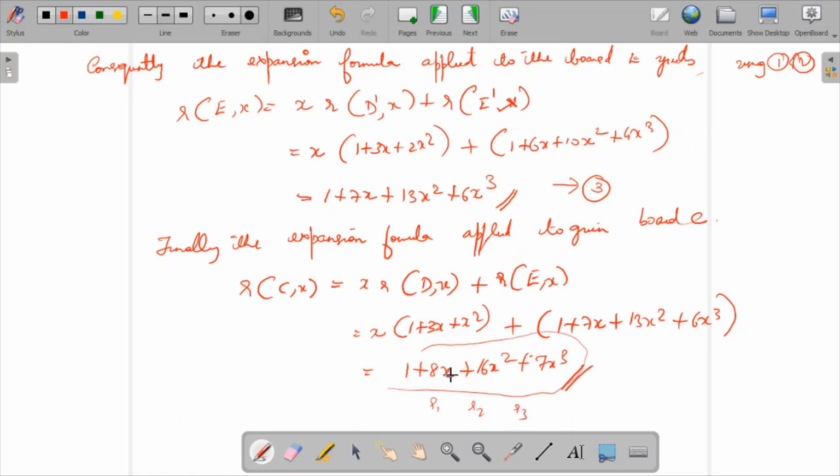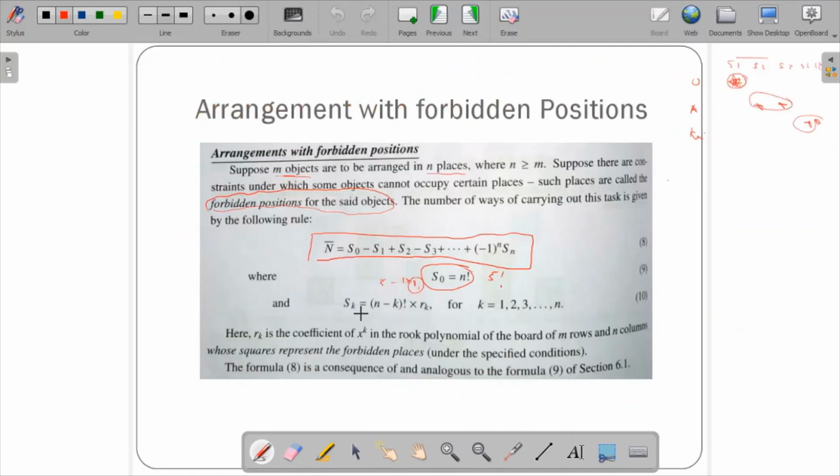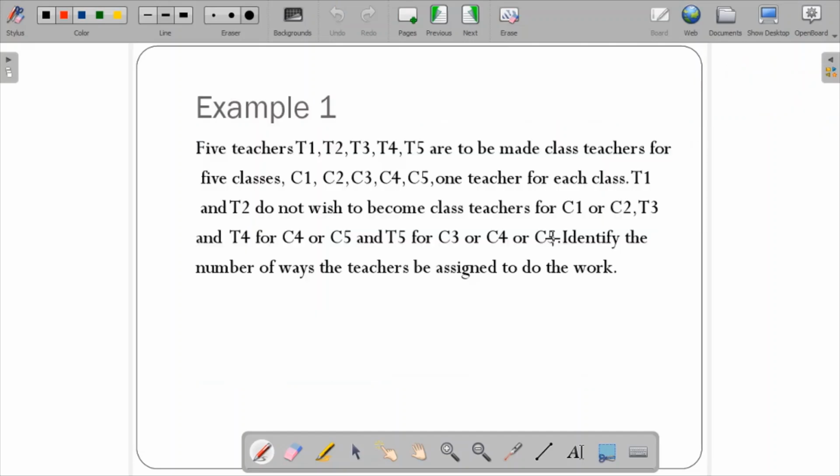Same concept itself, here we are going to use S1 and (5 minus k)! into Rk, till R3, since we only have up to R3, using this equation. Here Rk is the coefficient of x^k in the Rook polynomial of the board of m rows and n columns. So this formula is being used. Let us solve the problems based on this.